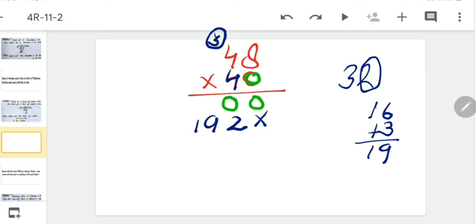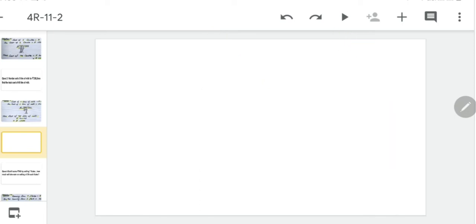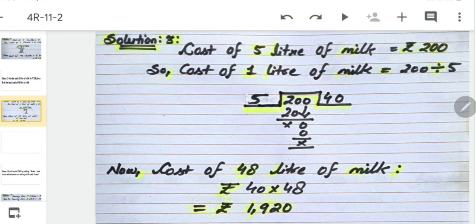So we can write 19 here. Now we have to add this. So our answer is 0, 2, 9, 1. Okay. Let's see whether our answer is correct or not. That is 1920. Yes, you can see here the multiplication, that is the cost of 48 liter of milk is 1920.